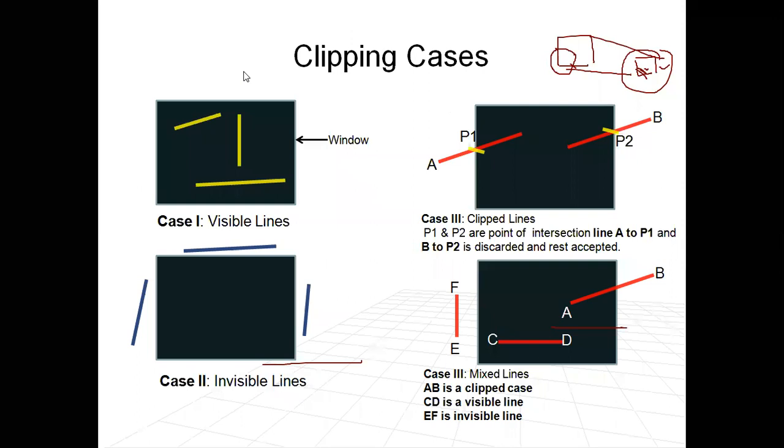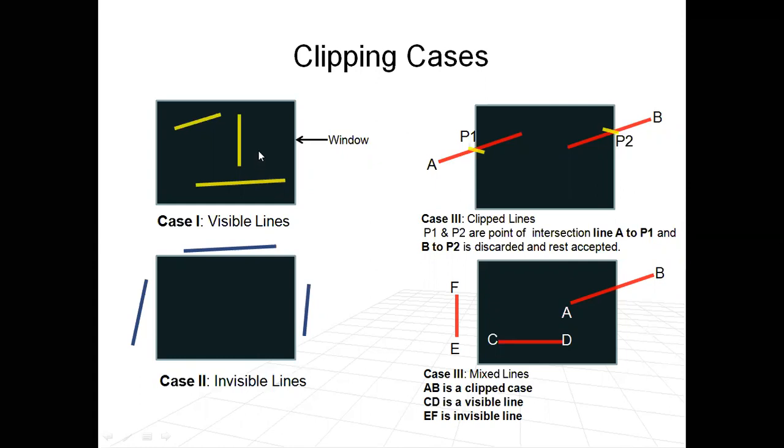Let's see with the help of certain figures. I have divided the clipping into a number of cases. In the first case, visible lines are shown, and this is the window, or we can call it a viewport. These are visible lines lying within the visible region or within the window. Now next is case 2, the invisible lines. The lines lying outside the visible region, residing outside the viewport. So this is another case that can exist related to clipping.